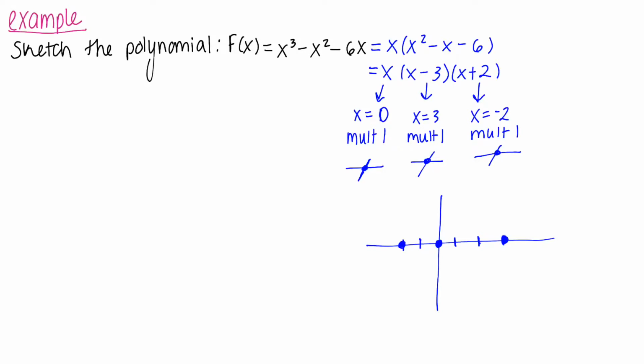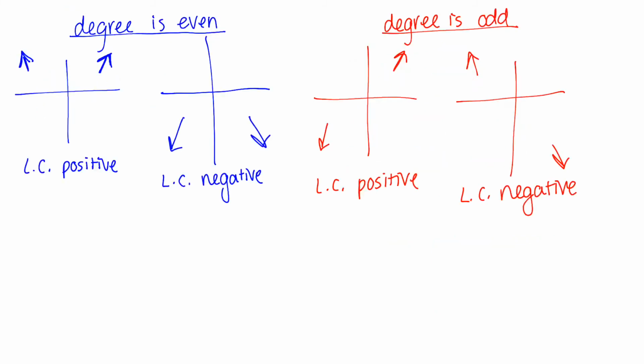If we're using the end behavior, we have a degree 3, so that's odd, and the leading coefficient is technically a 1, because there's technically a 1 right here, so that's positive. So odd degree, leading coefficient positive, we're looking at end behavior that looks like this.